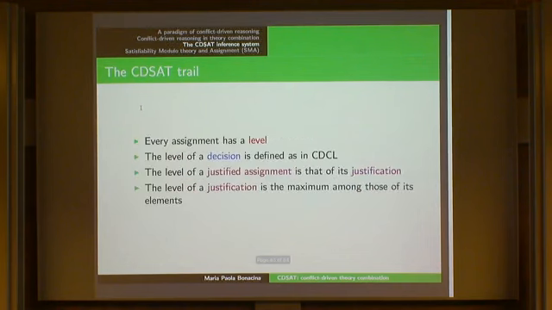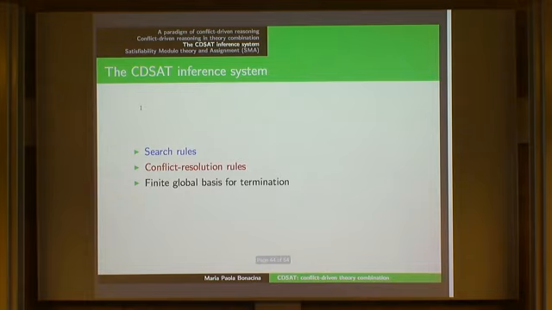Okay. Now, every assignment has a level, as usual. The level of a decision is defined as in CDCL, so every new decision opens a new level. The level of a justified assignment is the level of its justification, and the level of a justification is the maximum among those of its elements. This is also pretty standard.